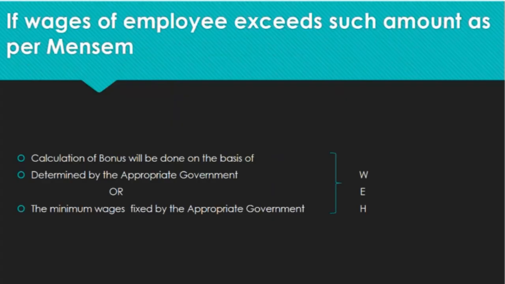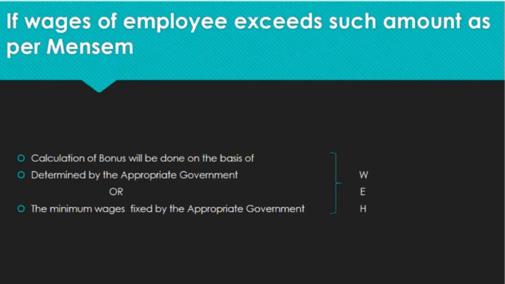8.33% of the wages earned. In case the wages being paid are higher than the amount set by the government, then minimum wages will be taken. 8.33% of minimum wages, or 8.33% of a certain amount fixed by the appropriate government, will be taken as a bonus. Okay.